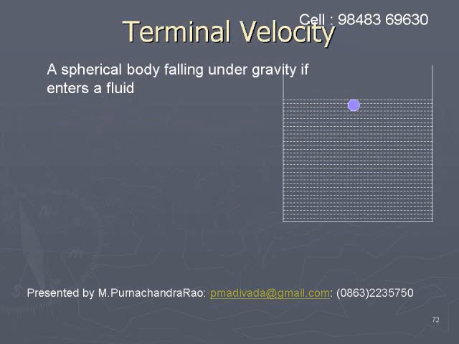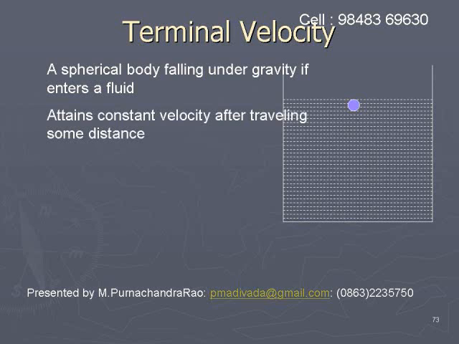Terminal velocity. A spherical body traveling in a fluid under gravity attains a constant velocity after some time. This constant velocity attained by the spherical body in a fluid is called terminal velocity.